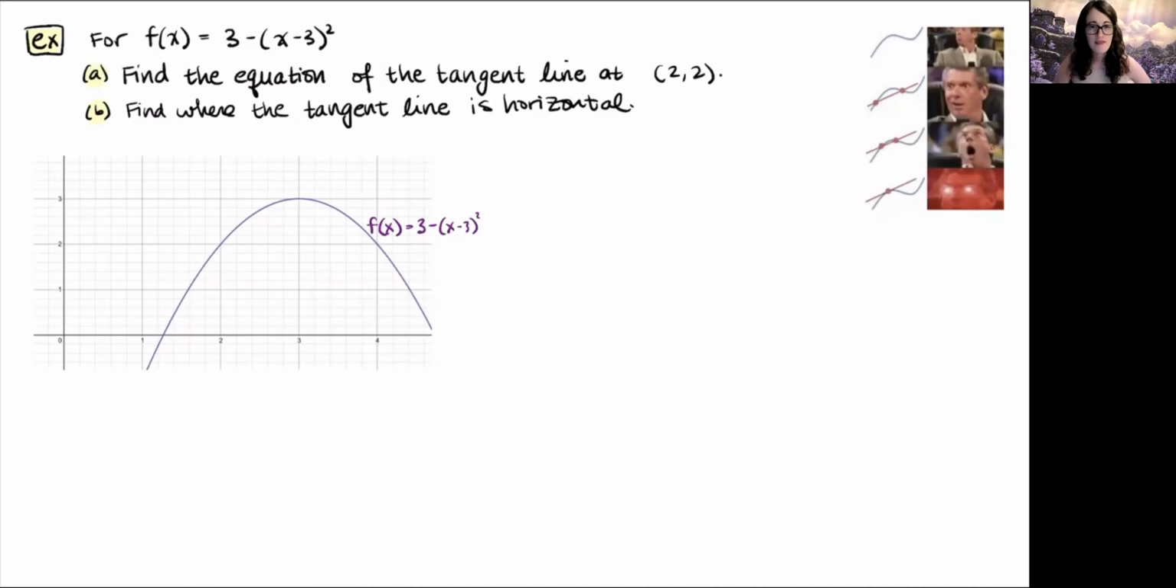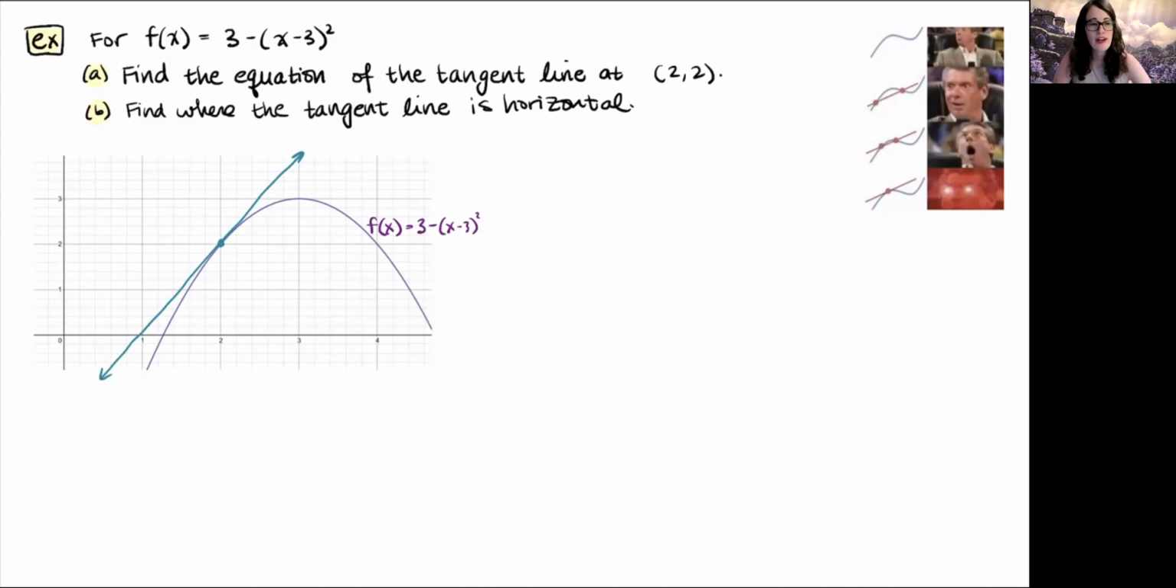In part A, we're going to find the equation of the tangent line at (2, 2). This is just to give you a sense of what we're doing. This isn't how to do it. We want to be more precise than this. But there's the point on the curve, (2, 2), and of course, here's about what the tangent line might look like. Something like that. But we want the equation of it, right? So we're going to use the derivative to help us with this.